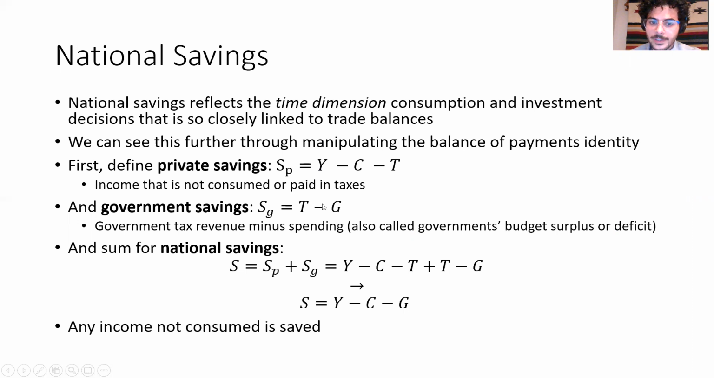And national savings is simply the sum of private savings and government savings. So if we add these together, you can see that we're subtracting taxes from private savings and adding it to government savings, so those cancel out. We have that national savings is equal to Y minus C minus G. Or in other words, from a national perspective, this is any income that is not consumed.